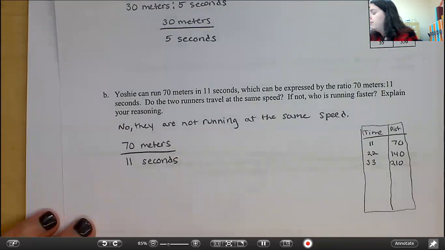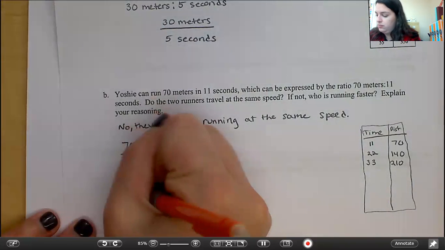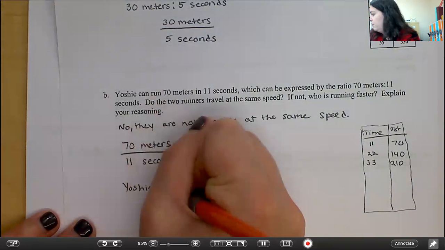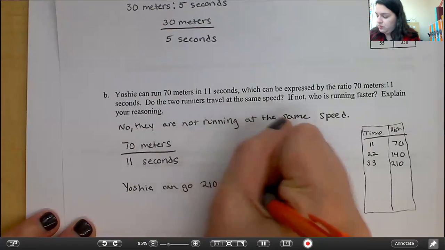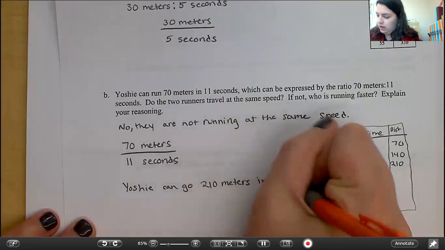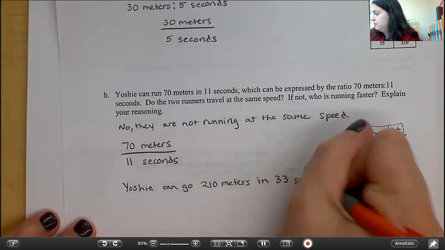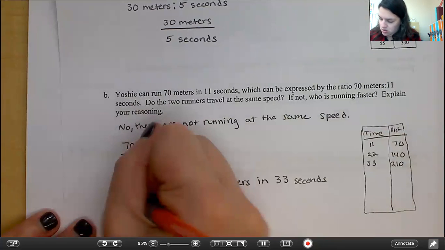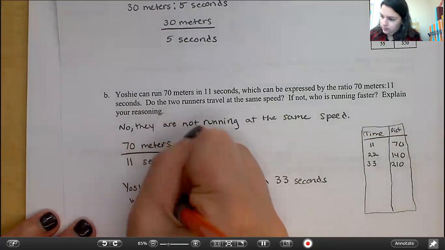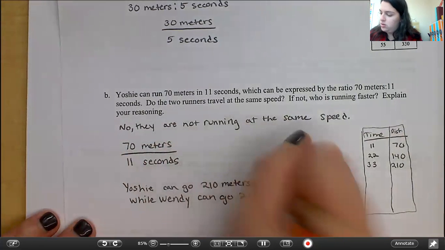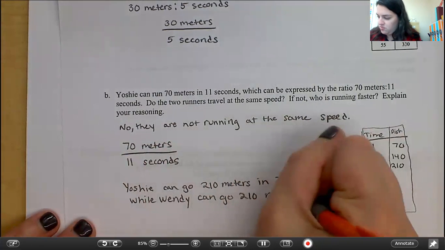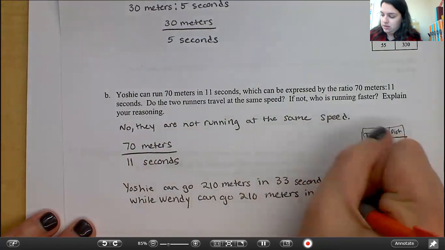So we want to say that Yoshi can go 210 meters in 33 seconds, while Wendy can go 210 meters in 35 seconds.